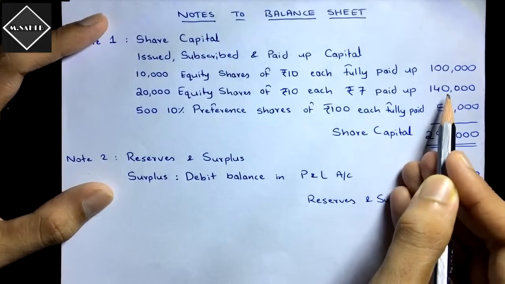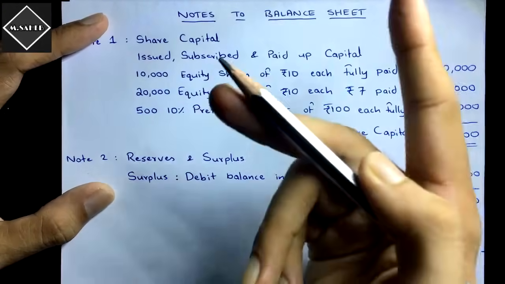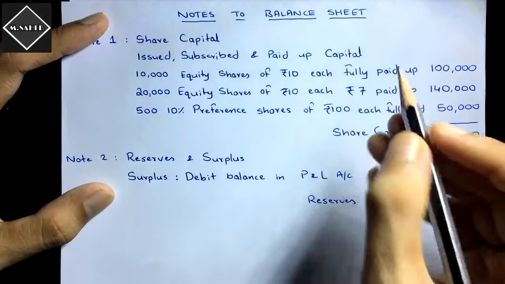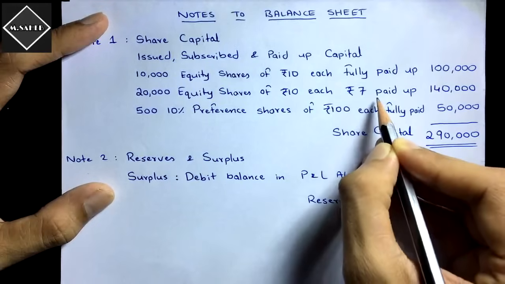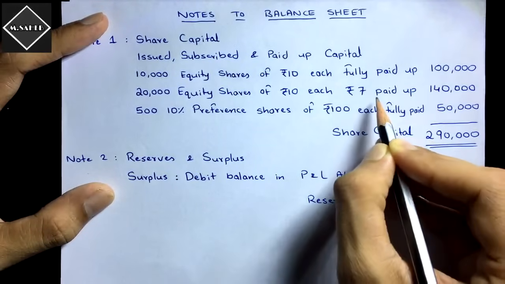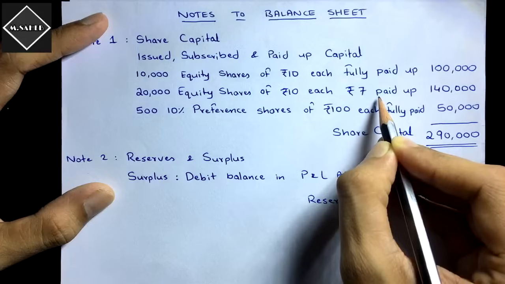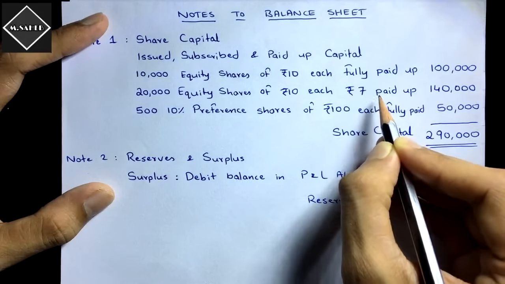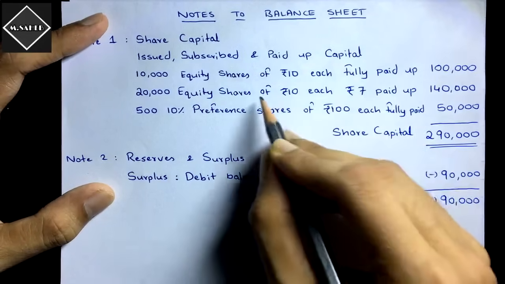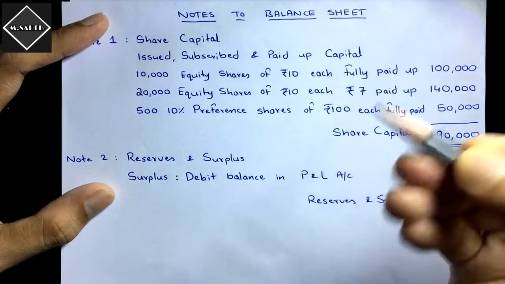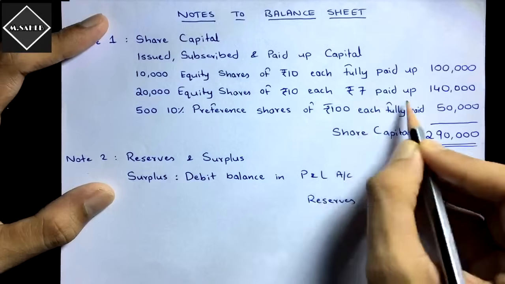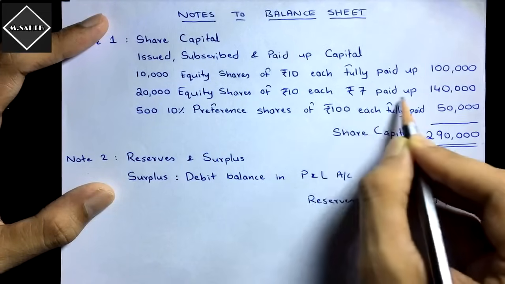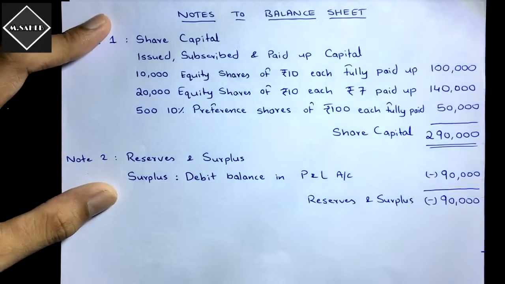Clearly you can see that this company has two different classes of equity shares. One is fully paid up and one is 7 paid up, that means it is partly paid up. When you see this partly paid up class of share, immediately it should come to your mind that you have to make this class of share fully paid up by way of notional calls. Keep that in mind.